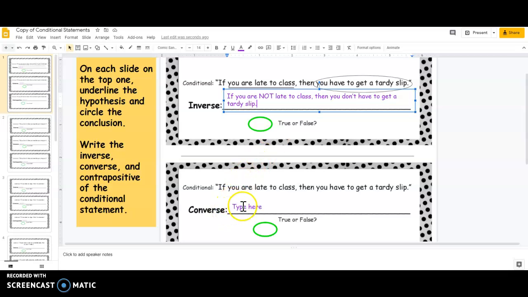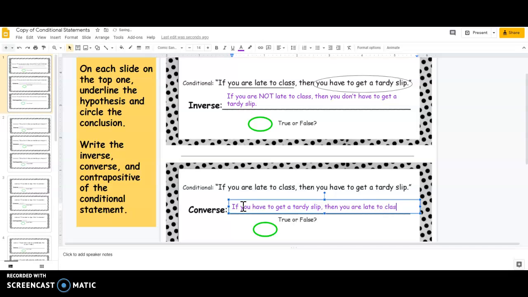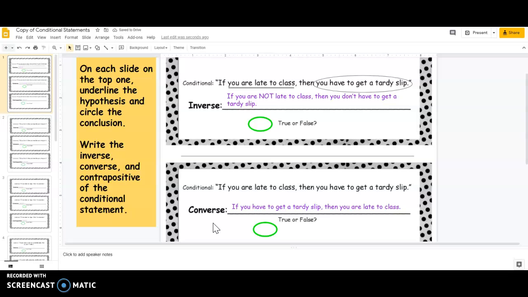The next one is the converse, and the converse switches the hypothesis and conclusion. So I'm going to switch places with the underline and the circle. So if you have to get a tardy slip, then you are late to class. So it just switches those two parts around. Okay, and there's the converse. I just switched my circle part and my underline part.